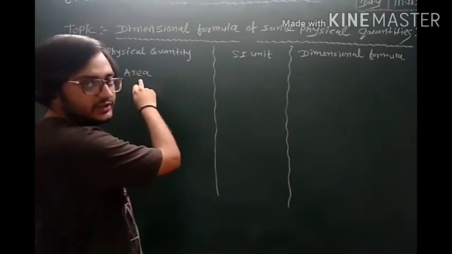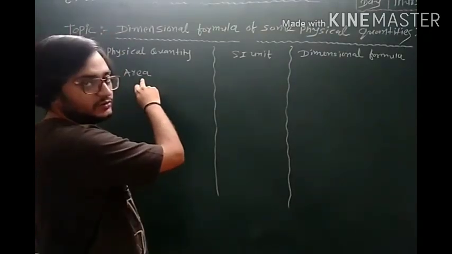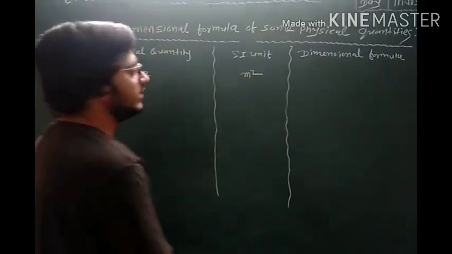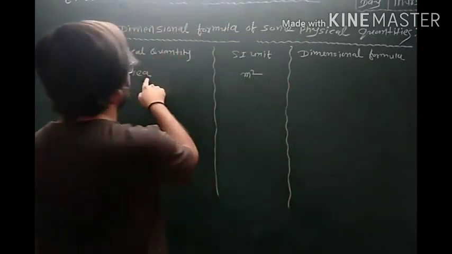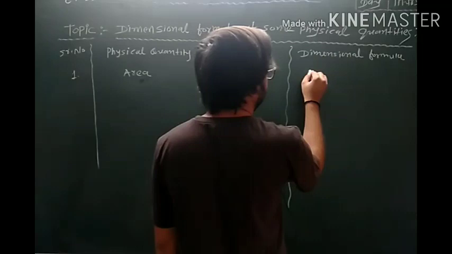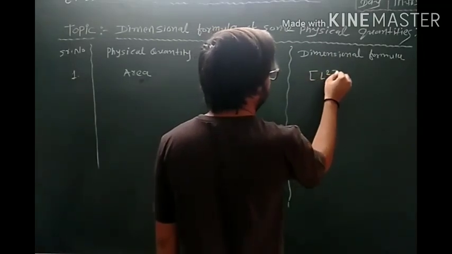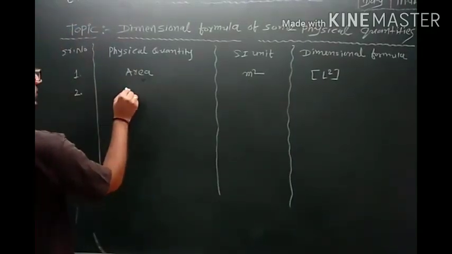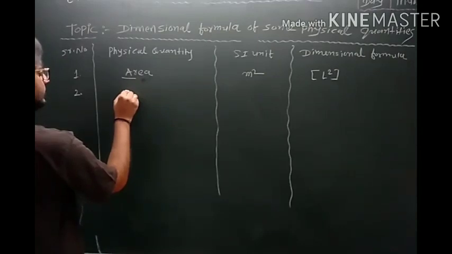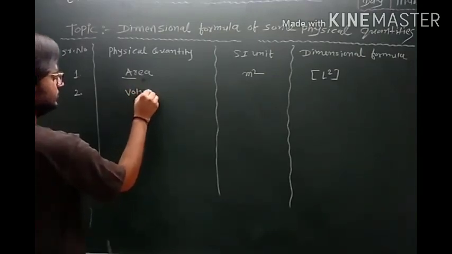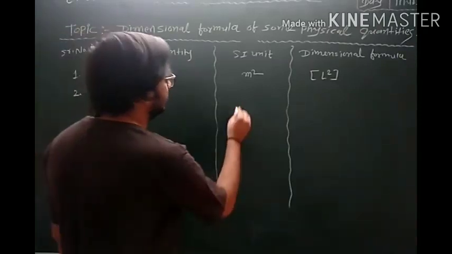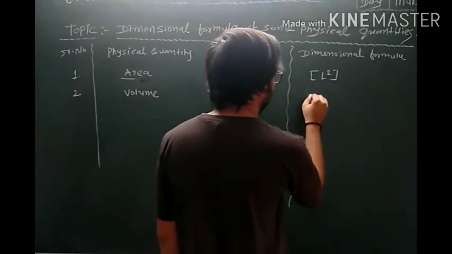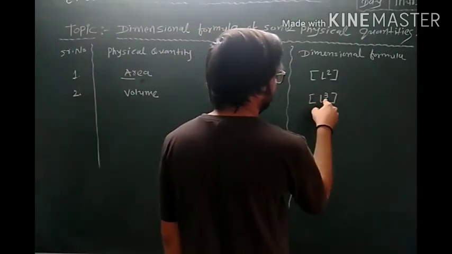First we take area. Area is measured in meter, so meter into meter, meter square. So the SI unit of area is meter square, and the dimensional formula of area is L square. Here we take another example, volume. Volume is measured in meter cube, so the dimensional formula of volume is L raised to the power 3.